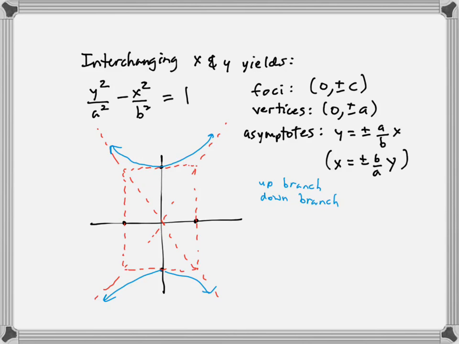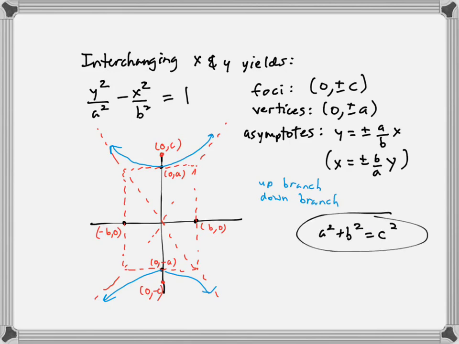And just to write down some coordinates here, I used red before. So this is now 0, a, this is 0, negative a. This guy is b, 0, this is negative b, 0. And our foci are somewhere inside here. This is 0, c. This is 0, negative c. And again, don't forget our relationship does not change. a squared plus b squared is equal to c squared.